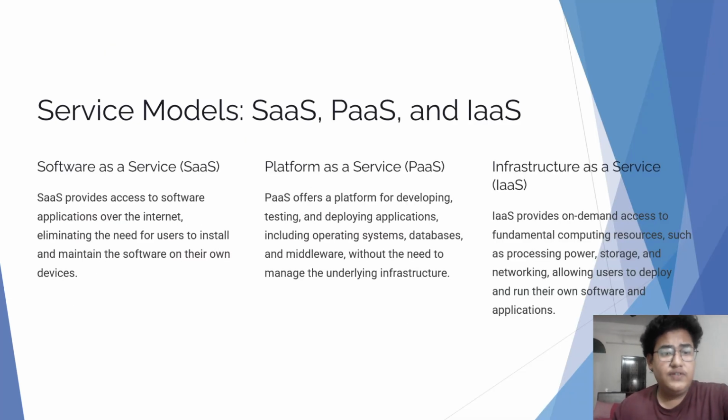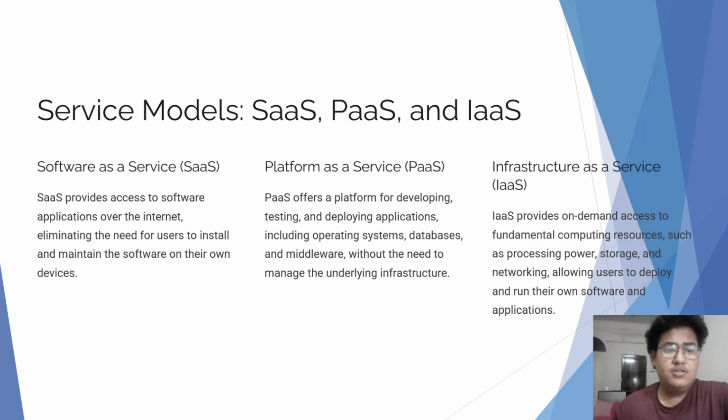Now, cloud service models. Next, let's discuss the 3 primary cloud service models as defined by NIST, that is SaaS, PaaS, and IaaS. Each of these offers different levels of control and flexibility. The first one is SaaS, that is software as a service. This is perhaps the most familiar cloud model, where applications are hosted in the cloud and accessed over the internet. With SaaS, you don't have to worry about installing or maintaining the software. Instead, you just log in and use it.